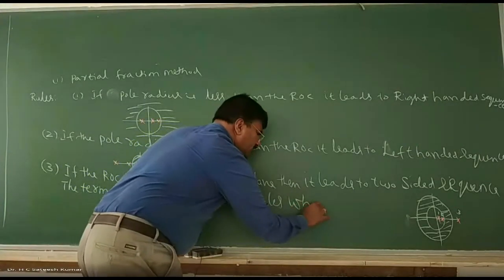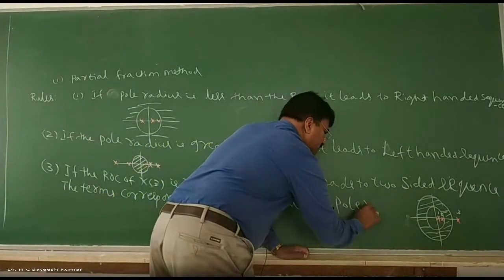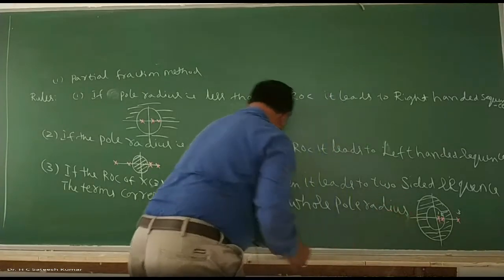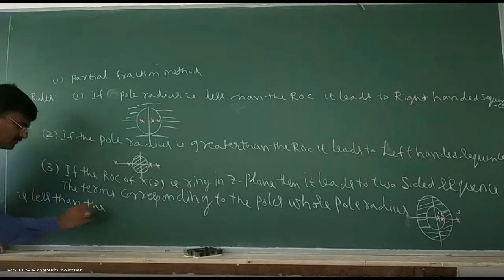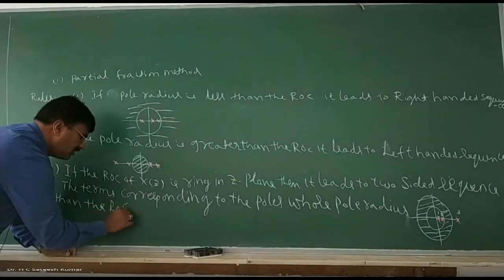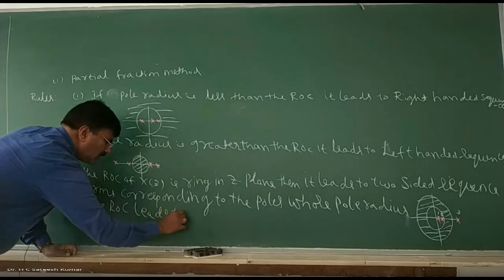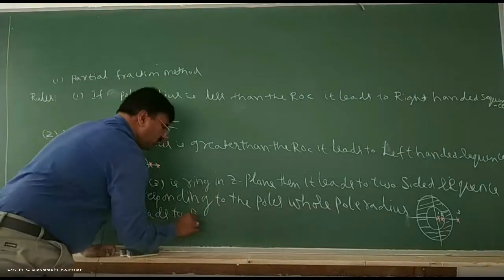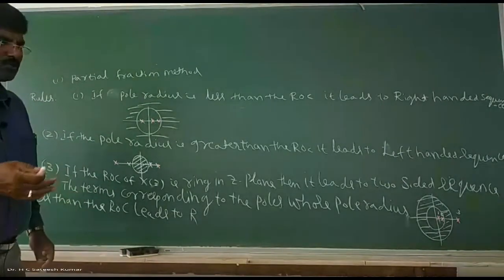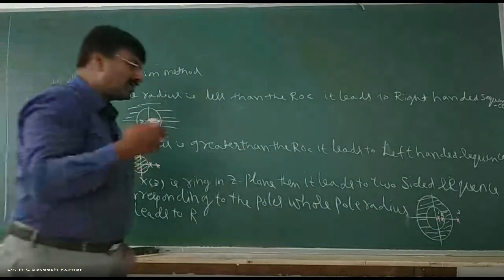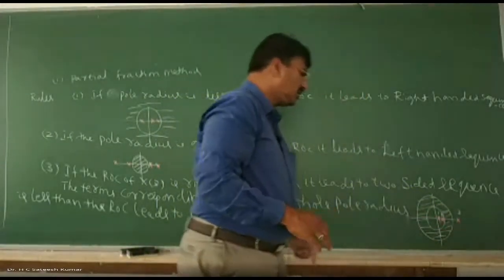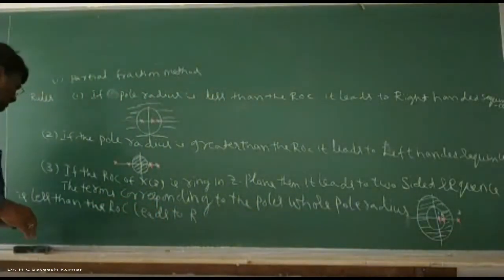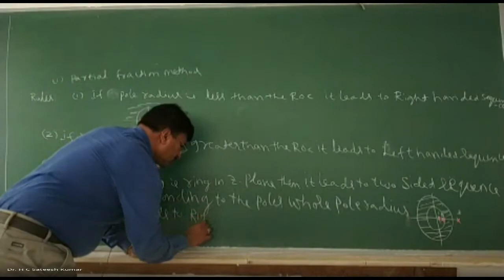whose pole radius is less than the ROC leads to right-handed sequence. That means if the poles are inside the ROC, it leads to what? Right-handed sequence. The terms corresponding to the poles whose poles are outside, leads to left-handed sequence. Less than the ROC leads to right-handed sequence.